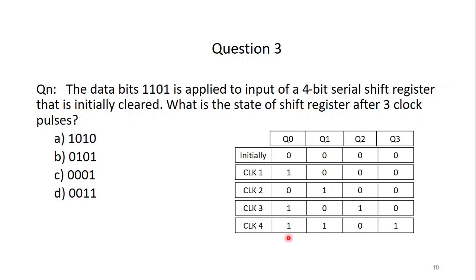In clock pulse 4, the last bit comes, which is 1, and is loaded into the Q0 position, and the other bits are shifted to the right. So finally the contents of the register is 1011. Our question is, what is the state of the shift register after the third clock pulse? So here the answer is 0101.